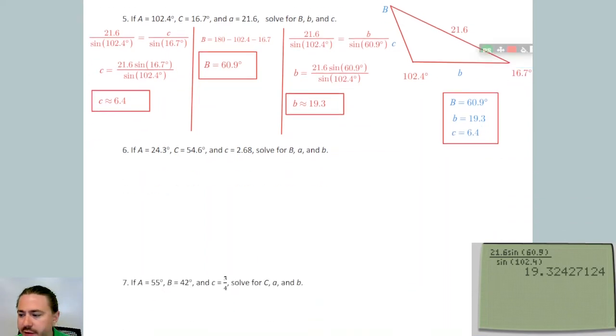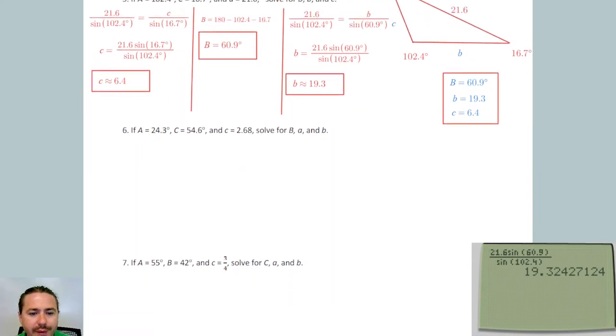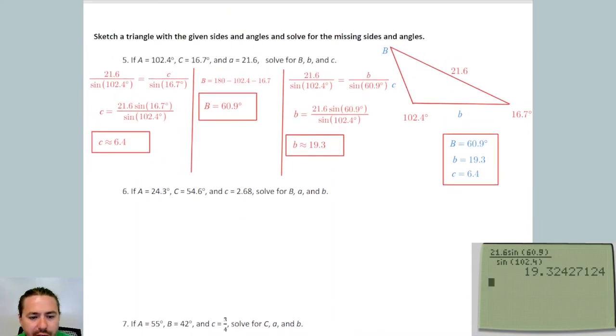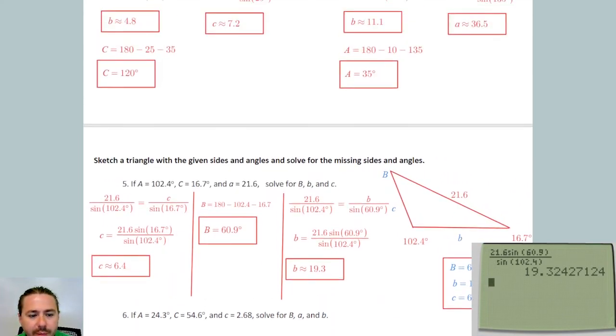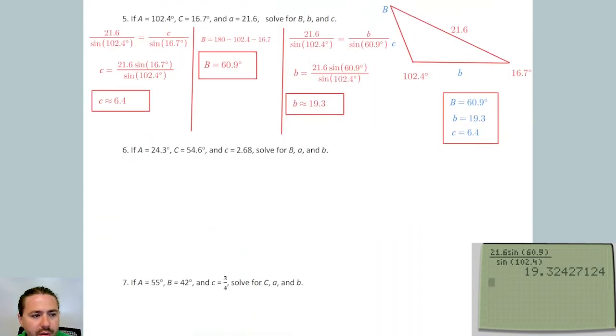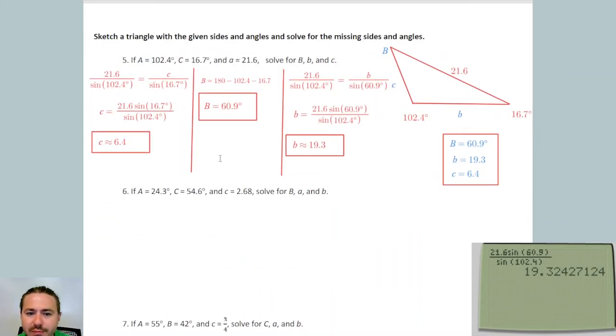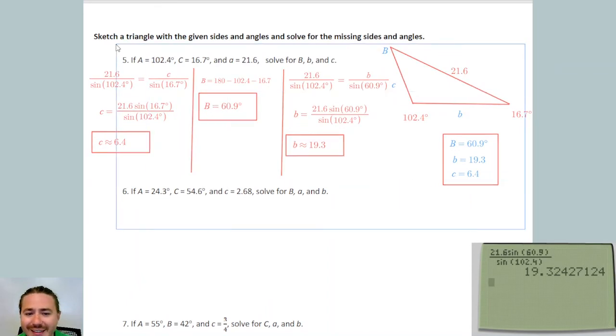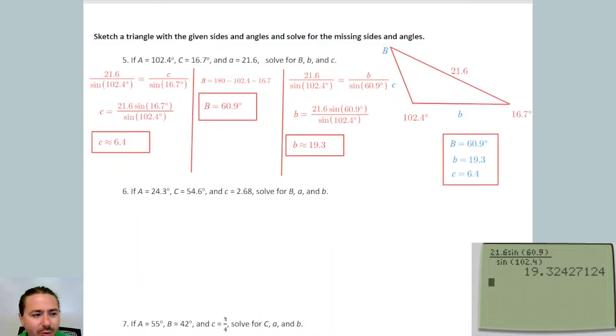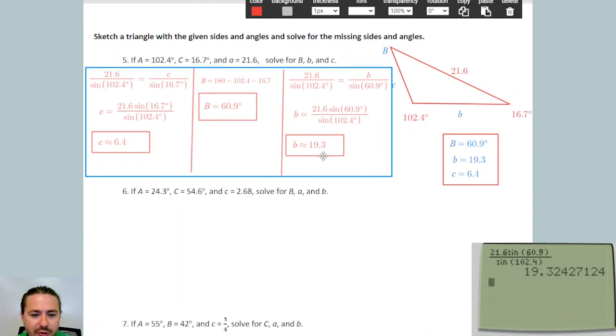All right, number 6. Basically the same setup here. We're looking for angle B, side A, and side B. So I'm just going to copy and paste this. Hopefully you've gotten it down by now. All these problems are more or less going to be the same. Really the only difference on this side is that we are also going to sketch out the triangle.